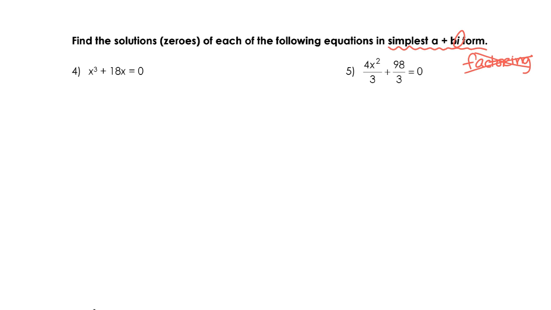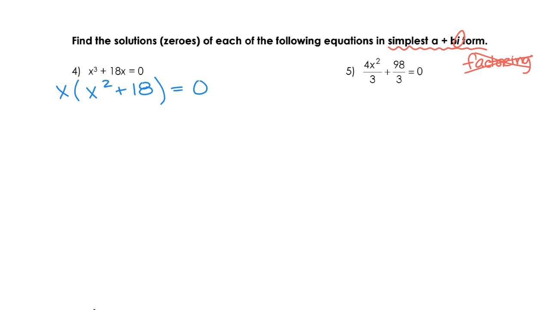And I can see that I have an x cubed instead of an x squared, and so I can't use the quadratic formula in this one, at least not yet. But we do see that there's an x in common between the terms, and so we're going to go ahead and pull that out. We're going to be left with x squared plus 18. So in this case, we did have to factor a little bit.